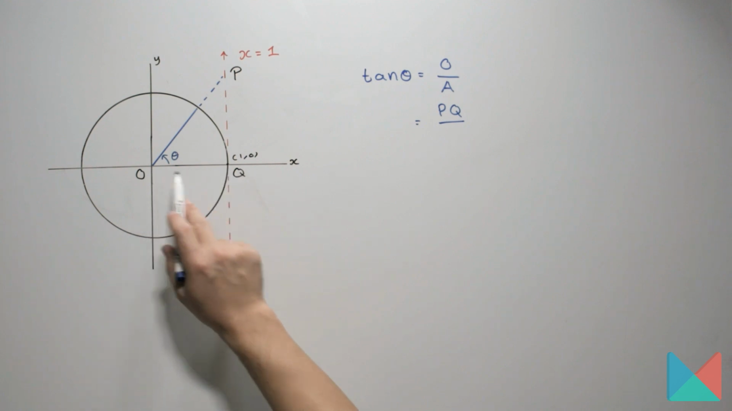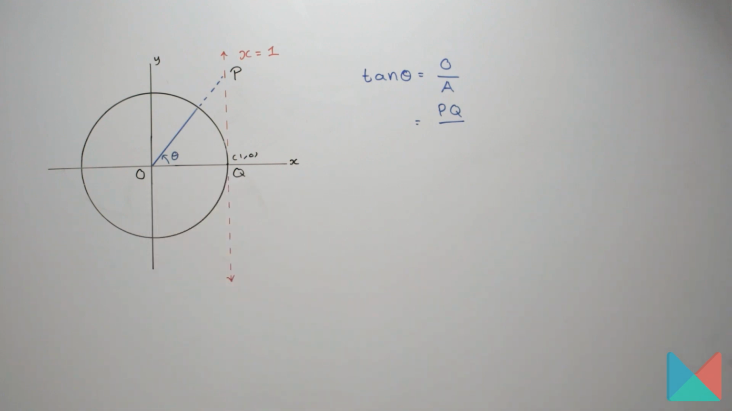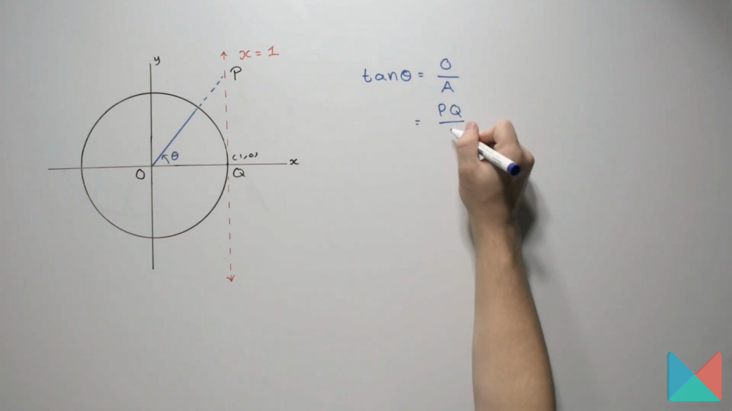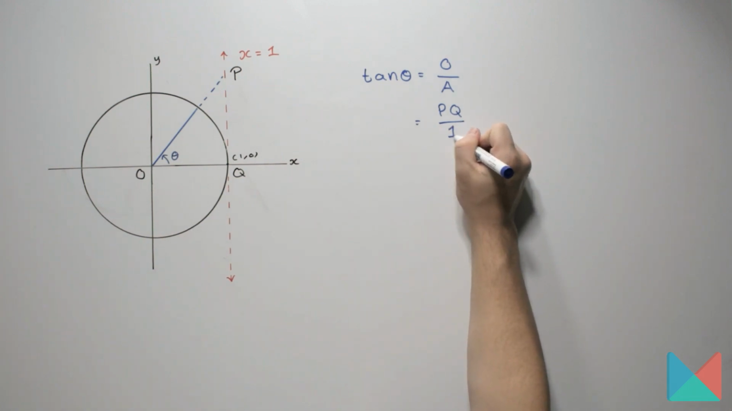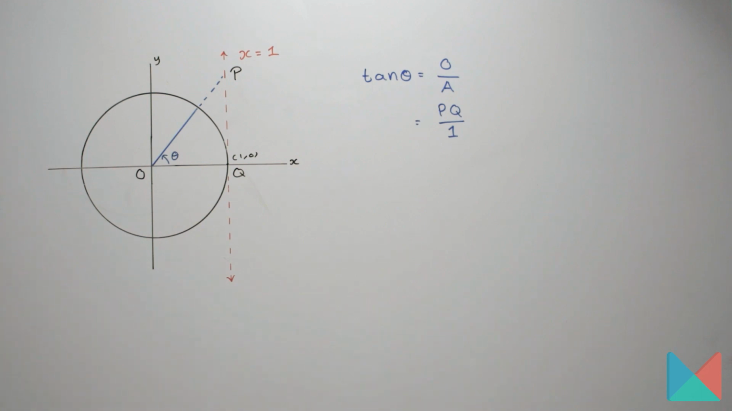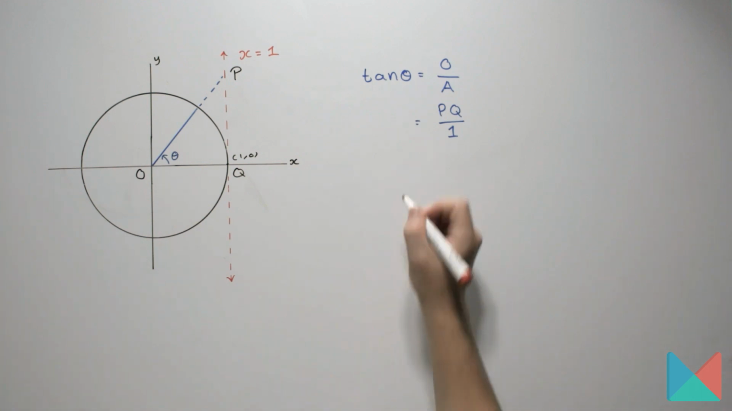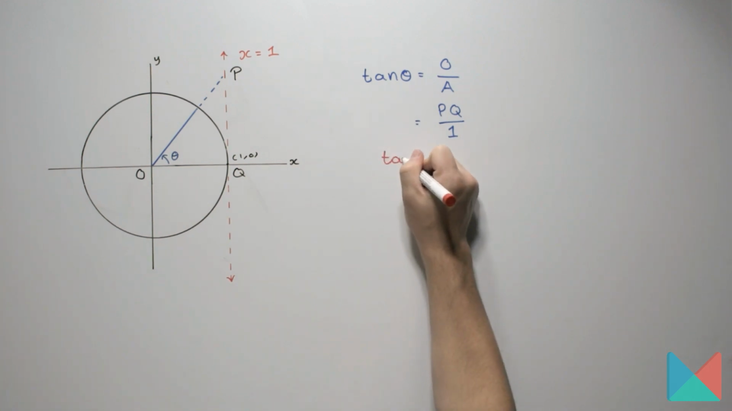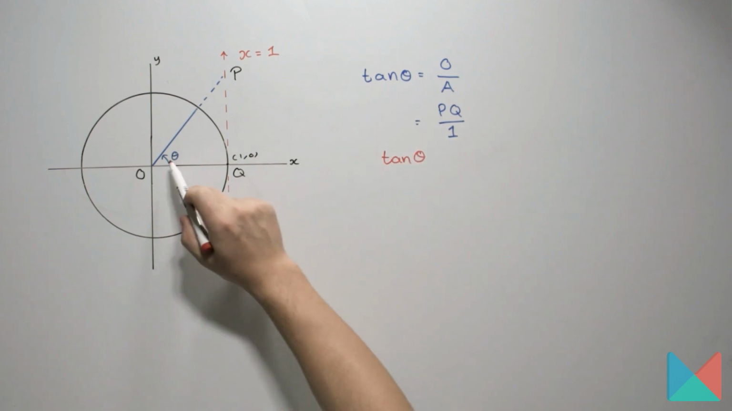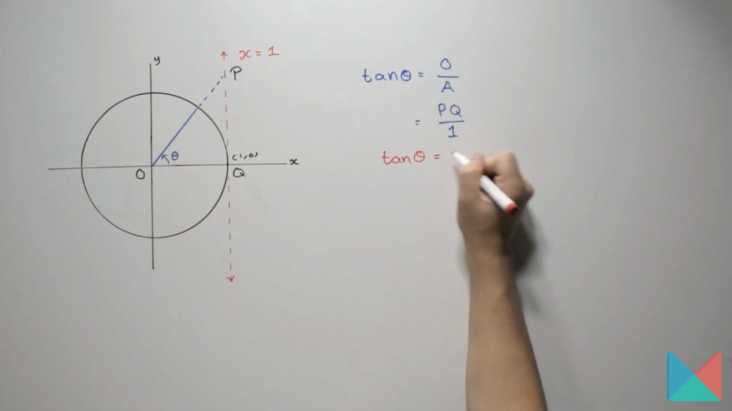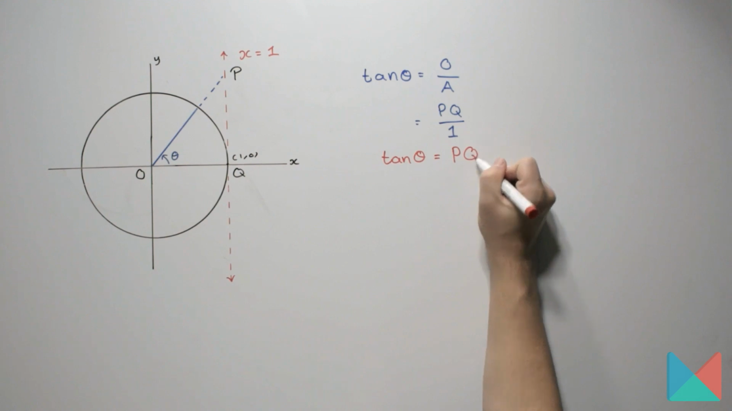But notice that OQ spans the radius of the unit circle. And remember, by definition, the radius is equal to 1. So instead of OQ, we can just write 1. And notice here that we have tan of our angle theta, this angle here, is equal to our height PQ.